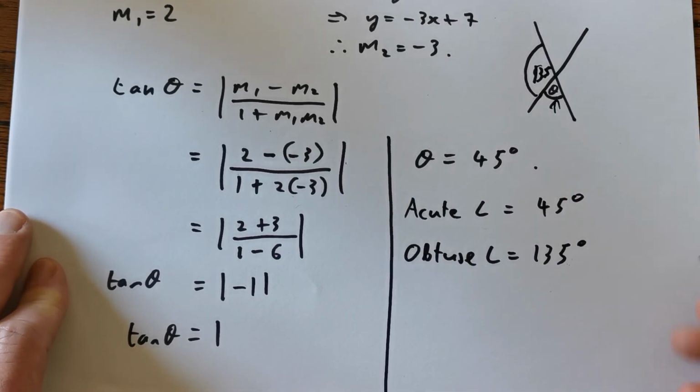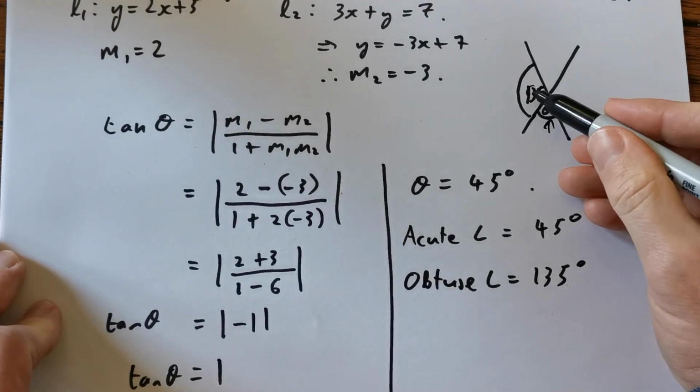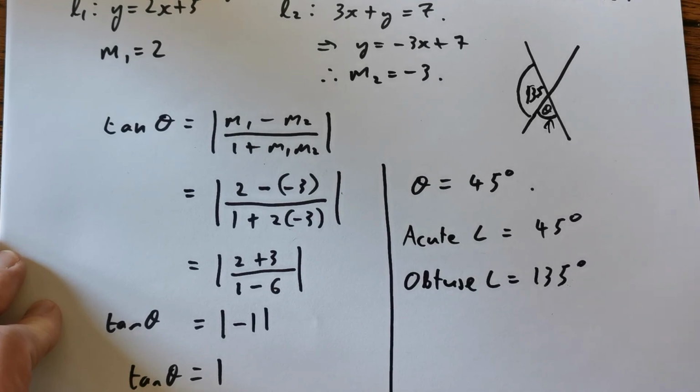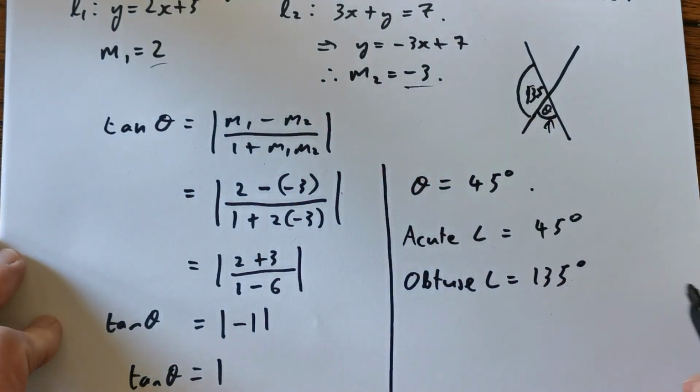So whenever two lines meet, there's two things that could happen. We're either going to have an acute and an obtuse angle, or else we're going to have a pair of right angles. That's it. Nothing else can happen. If it was a pair of right angles, you would see from the slopes, remember we said perpendicular lines have slopes that are negative reciprocals of each other.